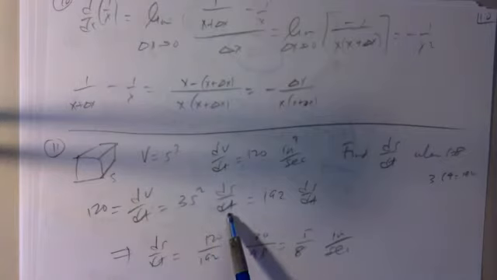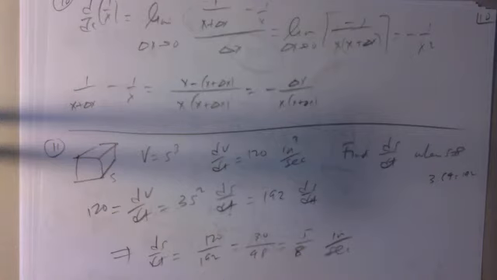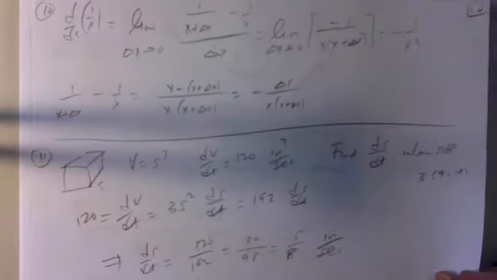So V is S cubed, dV dt is 3S squared ds dt. The volume rate is 120. When S is 8, this is 3 times 64, or 192. So ds dt is 120 over 192. You get 5/8. Questions?